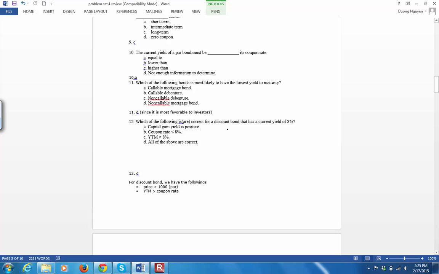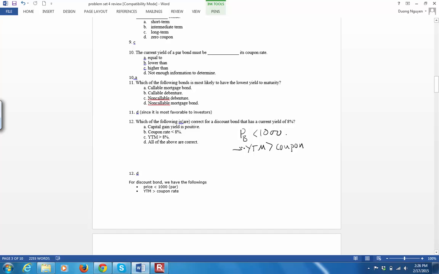Now, for example, number 12, which one is correct for this bond? Remember, for this bond, what will happen? First of all, the price of the bond, PB, has to be smaller than $1,000. When the price of the bond is smaller than $1,000, the bond is a discount bond. When does this happen? When the yield to maturity has to be more than the coupon of the bond.